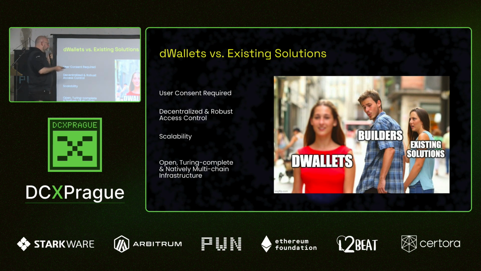So the last part is to talk about the existing solutions that we have today and where the wallets differ. I chose 4 categories to compare across. Spoiler alert, we're green with all of them. So the first one is user consent required, so you can't do anything without the user approving. The second one is that the access control is decentralized and robust. The third one is scalability, and the fourth one is that you have an open, Turing-complete, and natively multi-chain infrastructure.